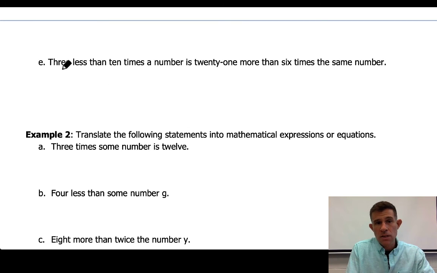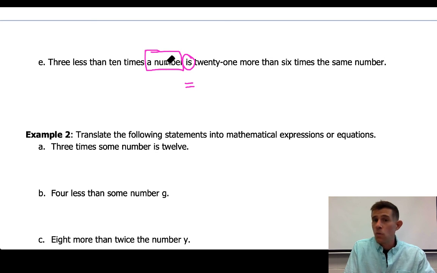Our next one is 3 less than 10 times the number is 21 more than 6 times the same number. Now notice that we don't have the equal to, but we have the is. Is represents our equal sign. So we're going to break up our equation into 2 sides. Now we have 3 less than 10 times a number.